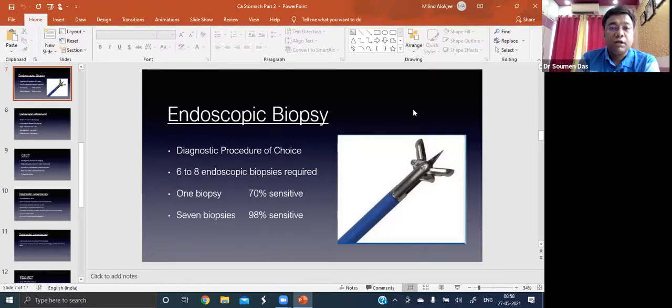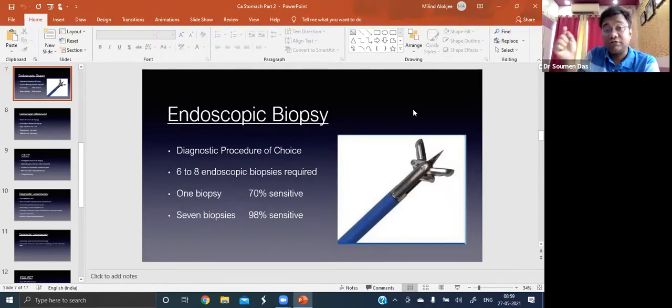Because all G junction cancers are neither purely esophageal nor gastric cancers, there is a classification called the Siewert classification. The Siewert classification is based on the epicenter of the tumor. If it is located 1 centimeter to 5 centimeter above the gastroesophageal junction, it is Siewert 1. Siewert 2 is 1 centimeter above to 2 centimeter below. Siewert 3 is 2 centimeter to 5 centimeter below.